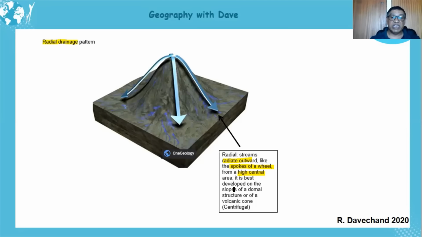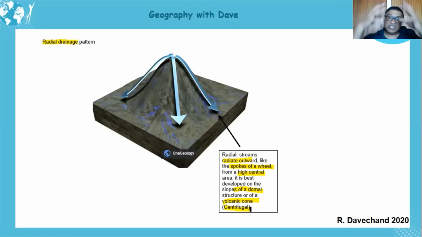An example, you can get domal features. Can you see this is a domal feature? And when rain falls here, it flows outward. An example also is a volcanic cone. When it rains, it'll flow outwards. So it's like a centrifugal pattern. You've done this in science also. Centrifugal force, when things are forced or move outwards. So it's got a centrifugal pattern, and that's the characteristic of a radial drainage pattern. It moves outwards.